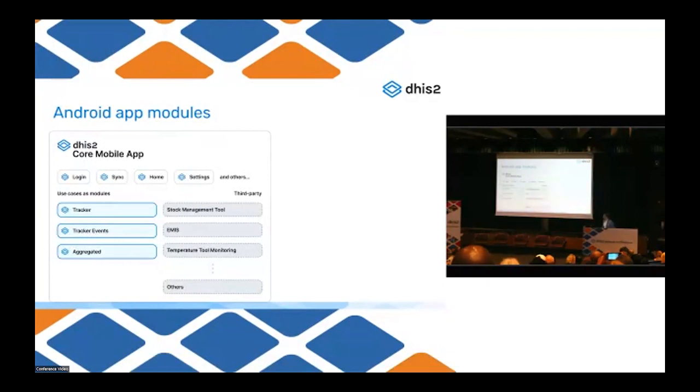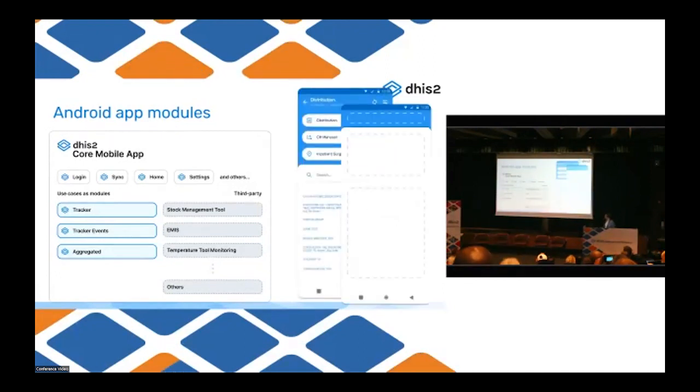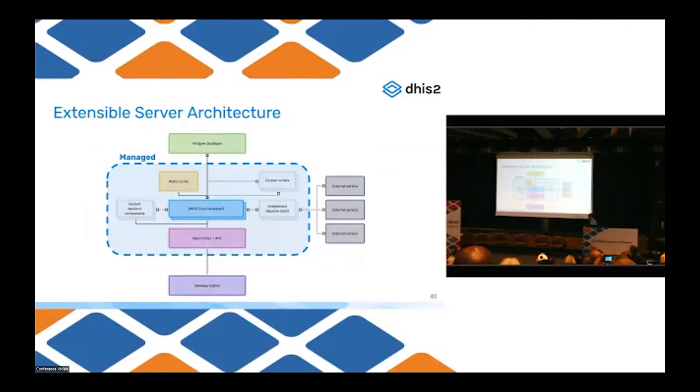We have other examples from logistics and education, but there are many more that enable this to be useful for individual country implementations as well. And then we get to the server side. So as we mentioned, a web application hammer is not necessarily the hammer that you want to use for a lot of these solutions. And so we're looking at how we can expand the platform of DHIS2 to make it easier to build and share extensions that also occur on the server side.